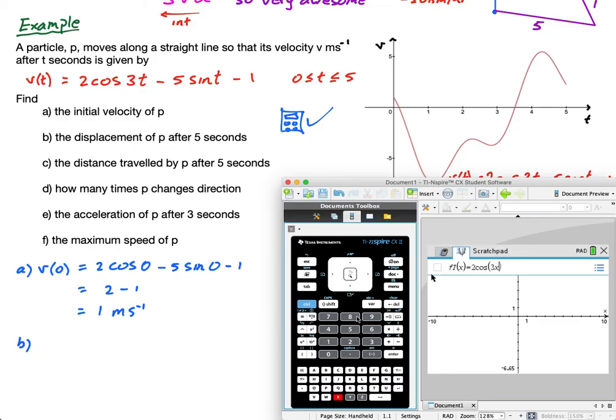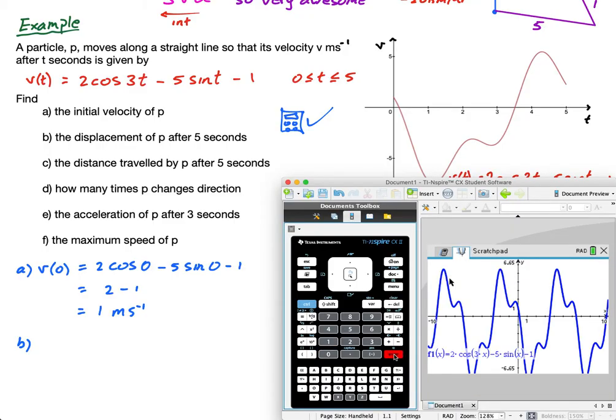Minus 5 sine of x, minus 1. Okay, does that look like this? Well, not exactly, because the domain is a lot bigger.